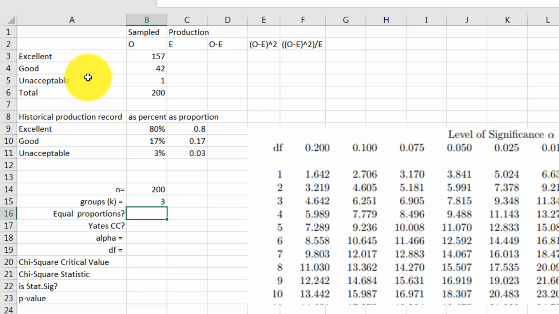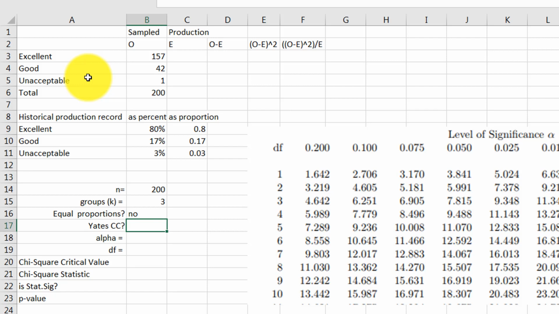Equal proportion. In our previous video, we looked at the students being called on in class. There were 5 students that could have been called upon equally. This is not the case here. We are told that there are 3 different quality levels, and they are produced at different percentages of quality. So in this case, no, we do not have equal proportion. Next is the Yates continuity correction, Yates CC.